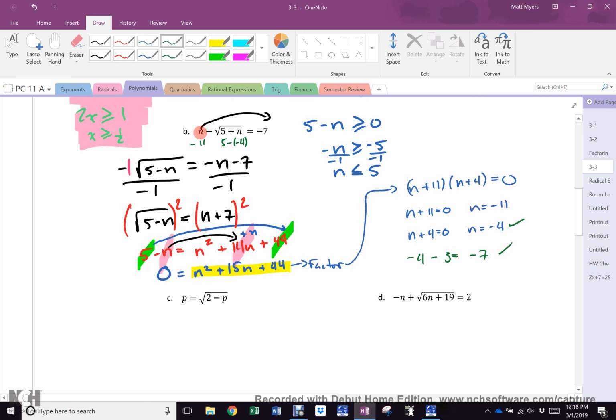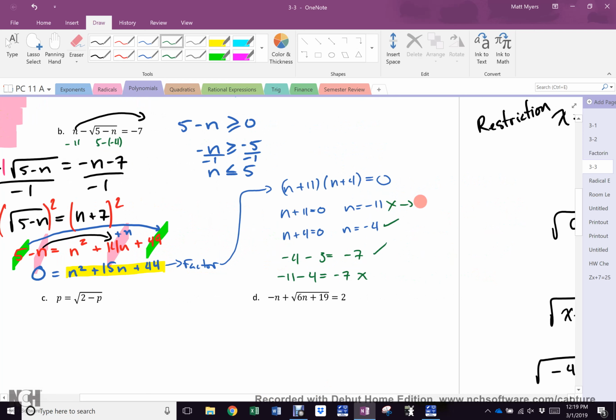What's going in for n? Negative 11 minus, what's 5 minus 11? 16, correct? Okay. What's square root of 16? 4. Is negative 11 minus 4 equal to negative 7? No. So is negative 11 allowed? No. This is what we call an extraneous root. And the only reason that exists is because we had to square this. We had to square it to get rid of the radical. That opens up the option to a root that doesn't exist.